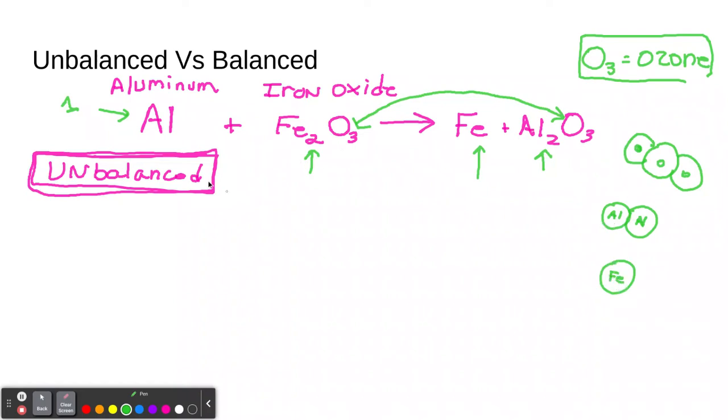So again, let's go over this again. If you look at the reactant side, the reactants, there's only 1 aluminum, but the product has 2, so it's unbalanced. In the reactants, you have 2 iron, but in the product, you have 1. So let's see how we can fix this.